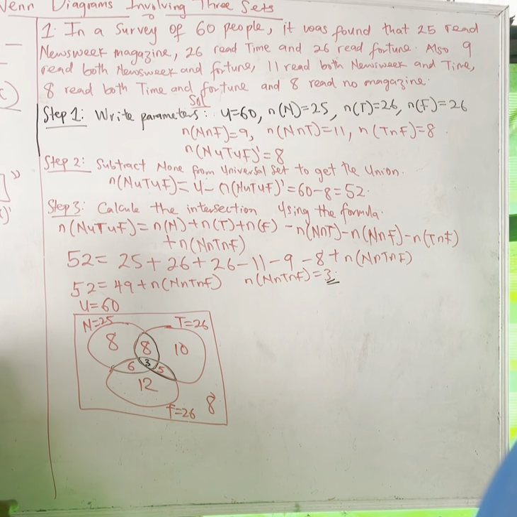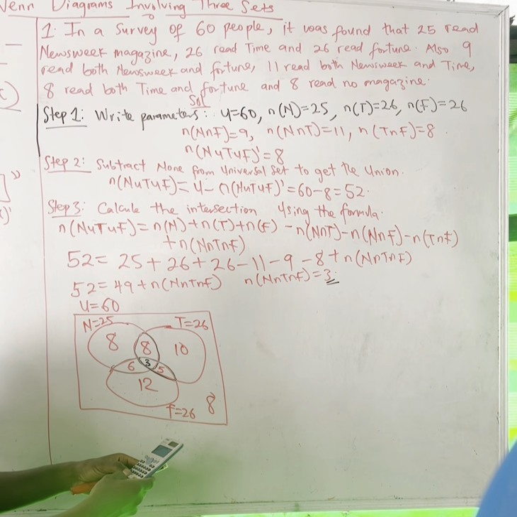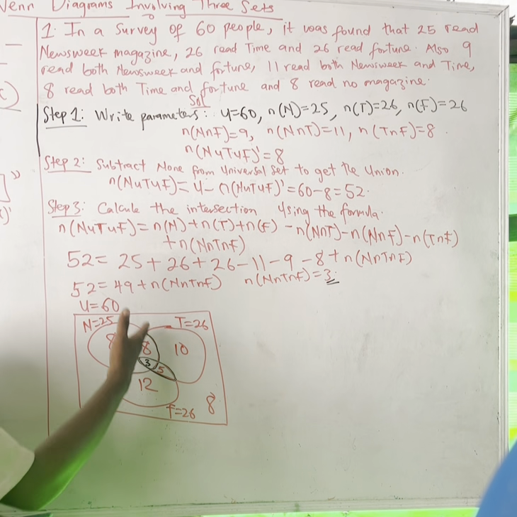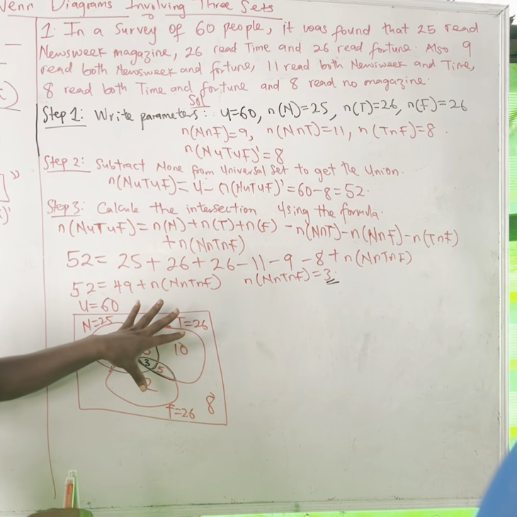The next thing I'm going to do is, if truly what you've done is correct, the addition of all of these must give us 60. Let's do that. So 8 plus 8 plus 10 plus 10 plus 3 plus 5 plus 6 plus 12 plus 8. And that equals 60. Guys, you must be able to interpret this value.